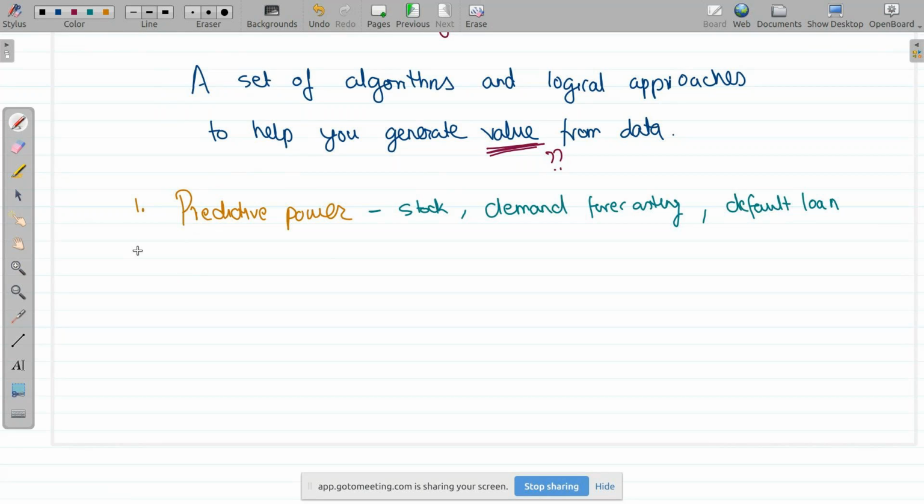Now comes the second section, which is kind of very generic, very common, but people often do not give the due importance it deserves, and that is understanding the dynamics of system. What do I mean by this?